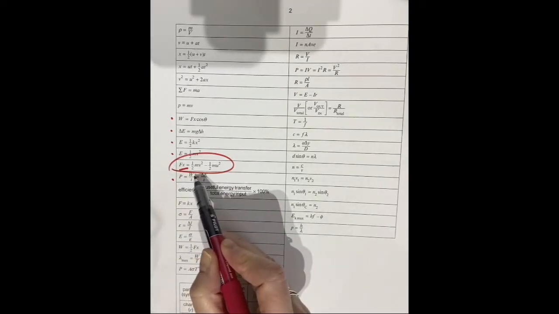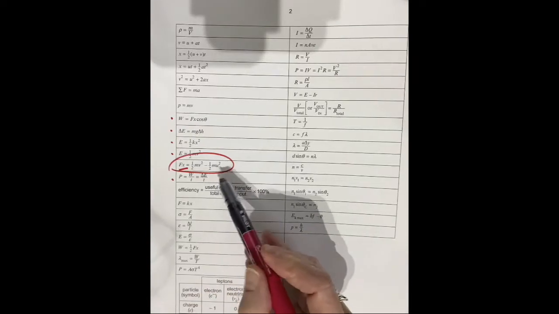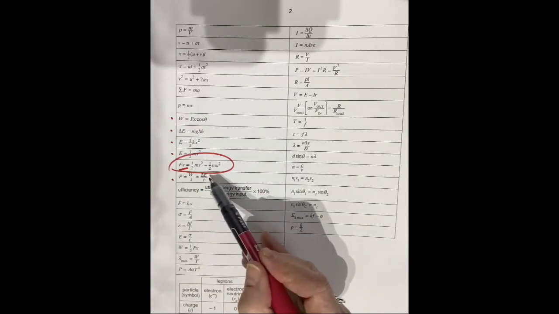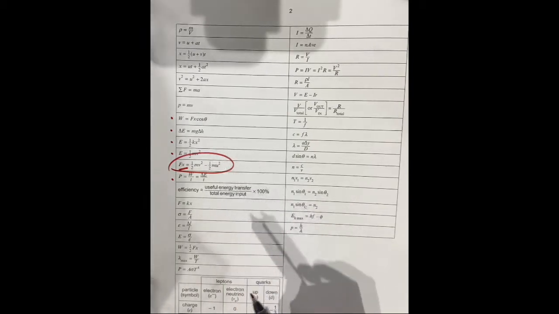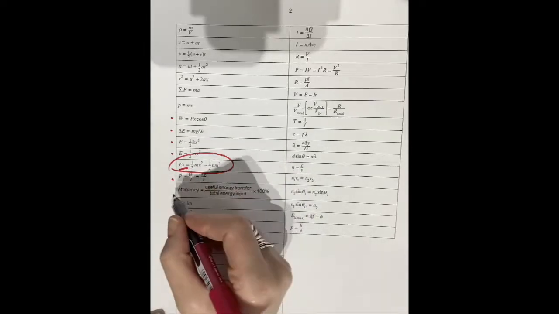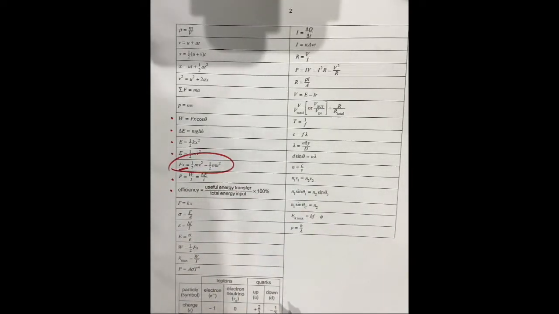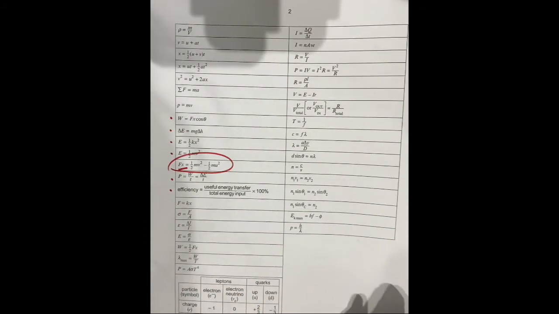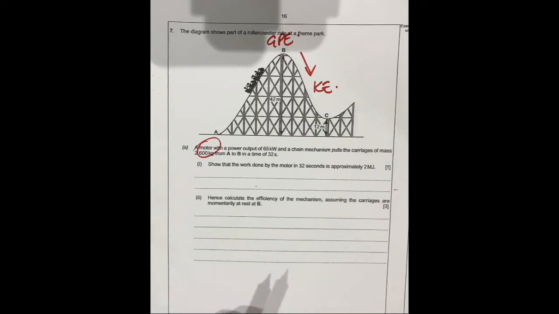Power is work done over time. And remember, work done is equivalent to energy transferred. So work and energy both in joules. The last one then is the efficiency equation, which is useful output over total times 100. So those are all your equations, right? And that is your question, okay?